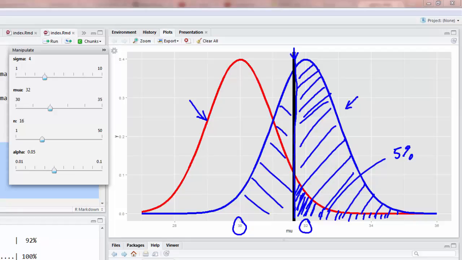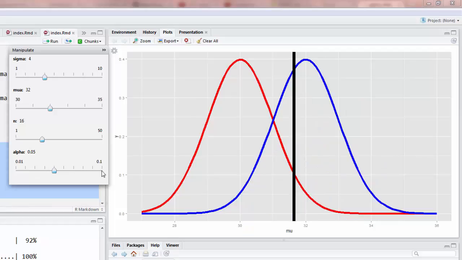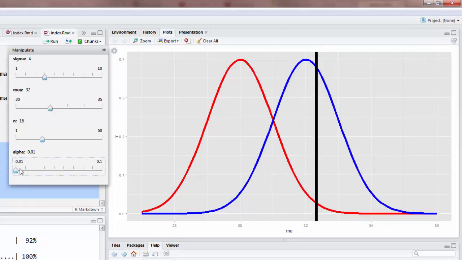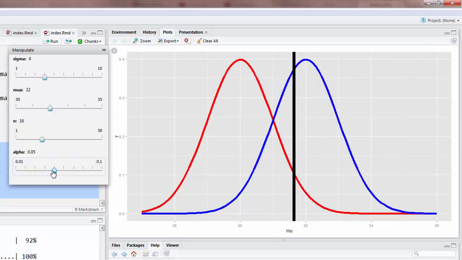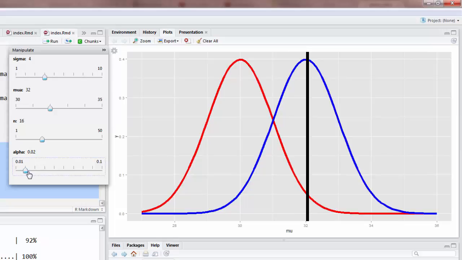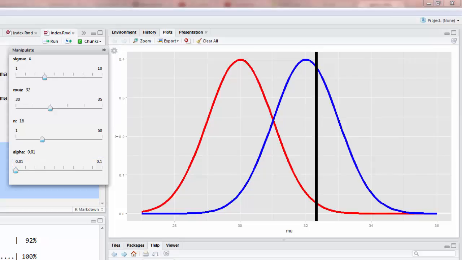Okay, now let's start varying things and see what happens. So if we move alpha all the way down to 1%, that's just saying that this area right here under the red curve needs to be calibrated to be 1%. As we move it down, let me just reiterate this point, the line is going to move to the right like that. But what's going to happen to power? Power is going to go down, right? This area is going down as that line moves.